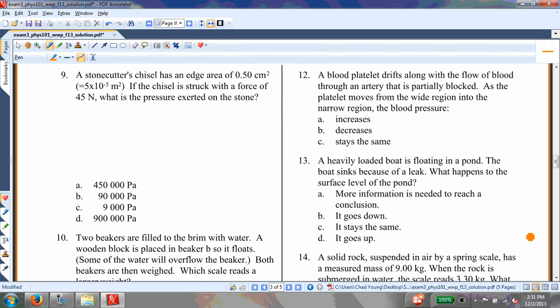A stonecutter's chisel has an edge area of 0.5 centimeters squared, which is equal to this in square meters. Given a force of 45 newtons, what is the pressure exerted on the stone? Well, pressure is force over area. It's 45 newtons over 5 times 10 to the minus 5.